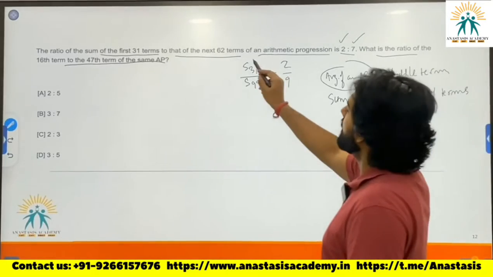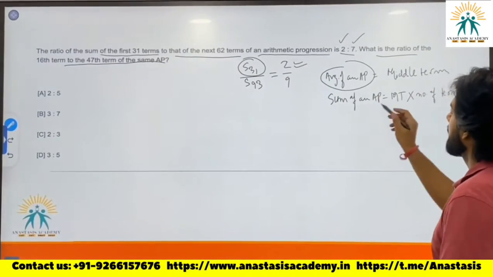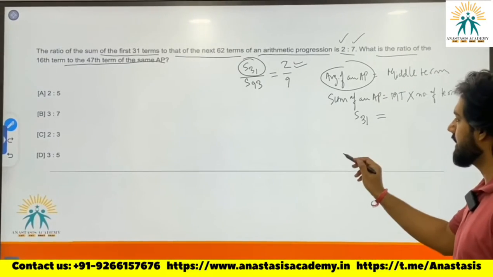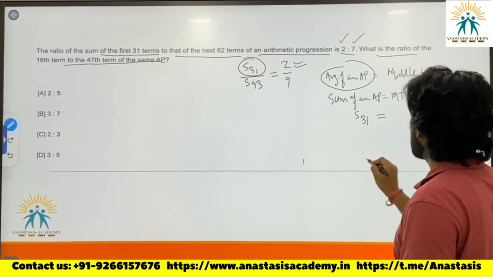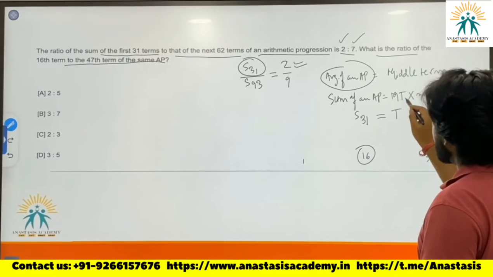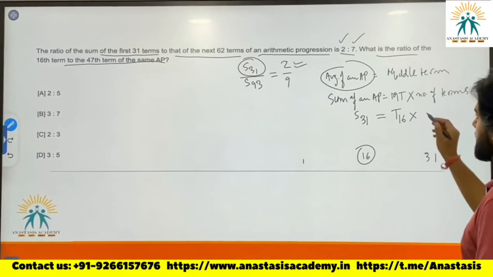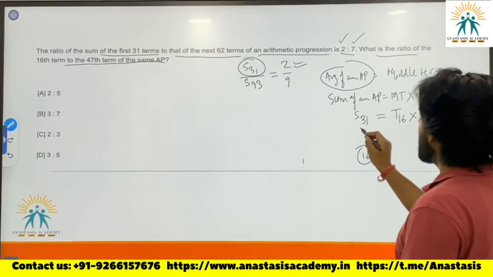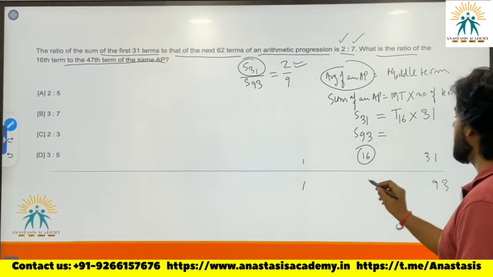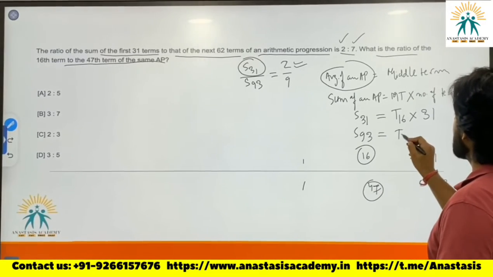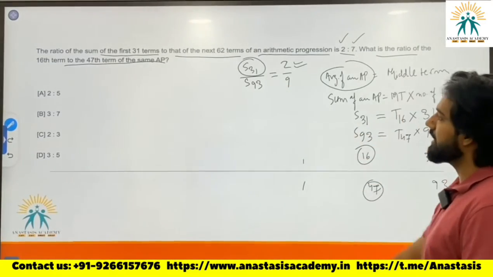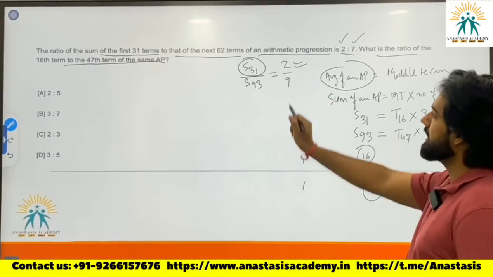Now, sum of first 31 terms is given as 2x. So, sum of first 31 terms, the middle term of these 31 terms, that is 1 till 31, would be the 16th term. So I can say this sum of first 31 terms would be middle term, that is 16th term, into number of terms, that is 31, and same sum of total 93 terms would be, this is 1, this is 93, middle term would be 47. So I can say this is 47 into total 93 terms. The ratio of S31 and sum of 93 terms is already given, that is 2/9.